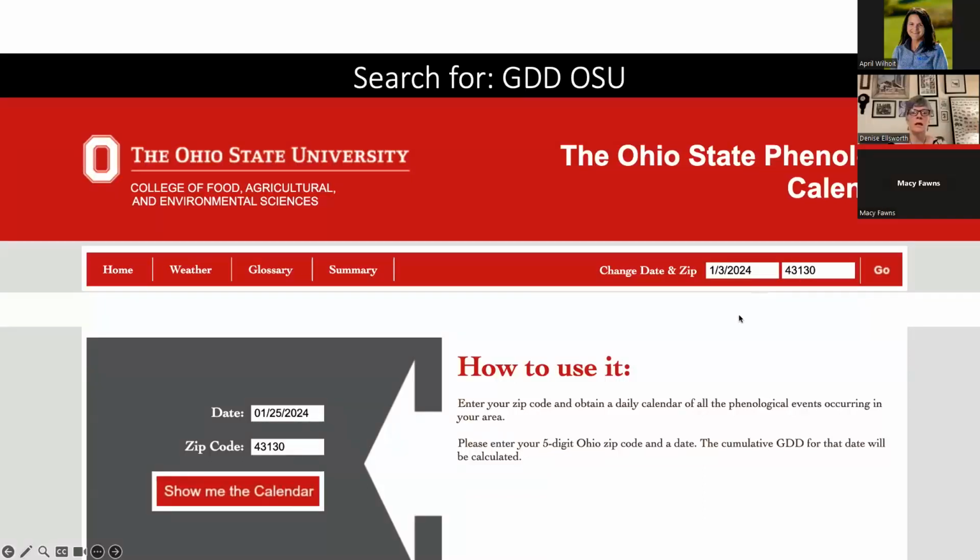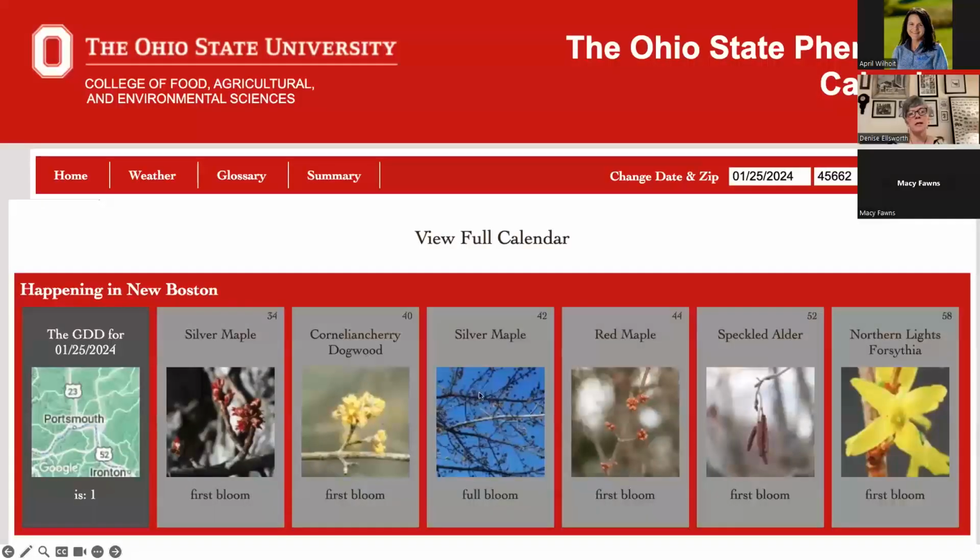So here we are back at the calendar, and because it's so early in the season, I put a zip code in and a January date. What happens with the calendar is that everything zeroes out in January. We start with 0 heat units or growing degree day units. So growing degree day is a measure of accumulated heat. And in January, we clear the slate. We say that there are 0 growing degree day units, GDD units, on January 1. So if I put this zip code in and it defaults to today's date, I put January 3rd in, I say, show me the calendar, and it drops me into this view.